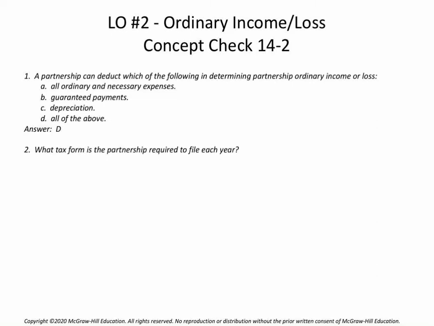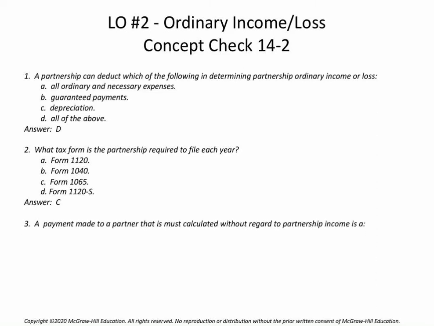Two, what tax form is the partnership required to file each year? 1120, 1040, 1065, or 1120S? And the answer here is going to be our 1065. Payment made to a partner that is calculated without regard to partnership income: we've got partner salary, partner withdrawal, partner loan, or guaranteed payment, and that's going to be the guaranteed payment.